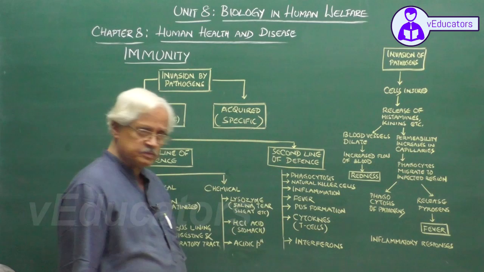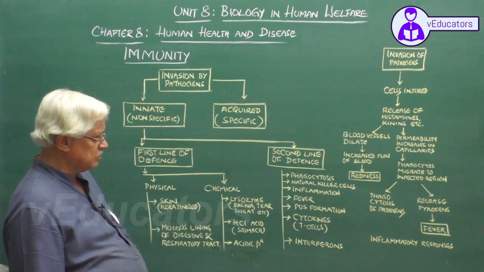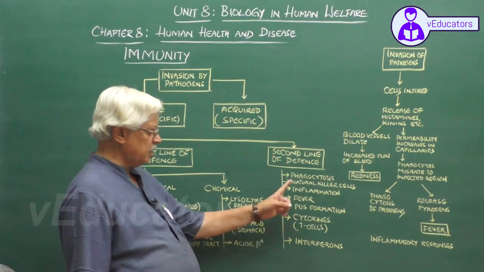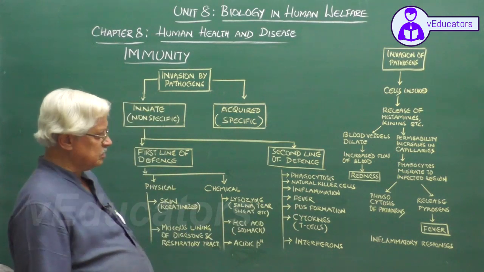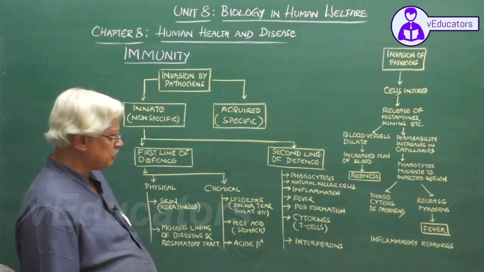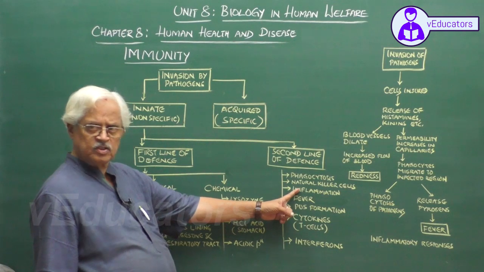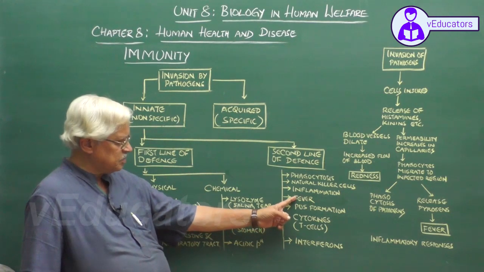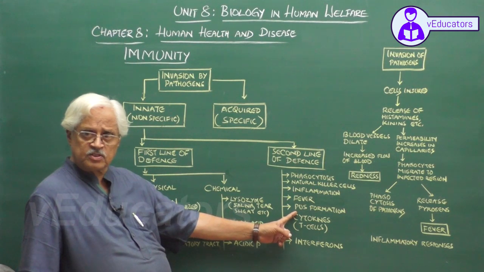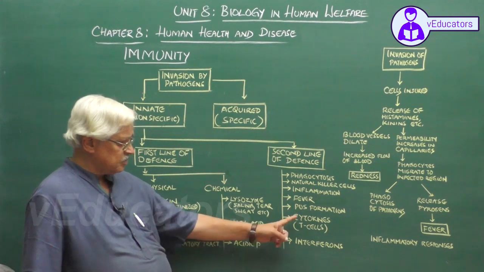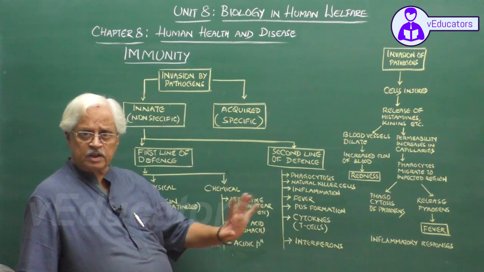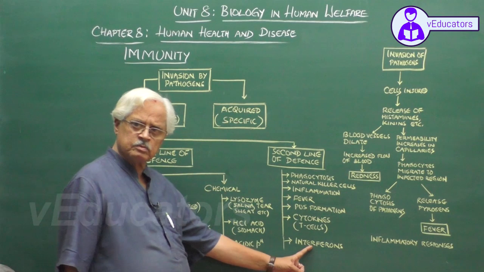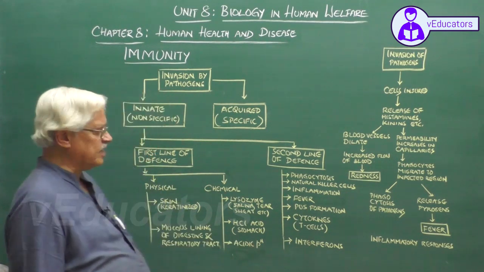The second line of defense includes cellular mechanisms: phagocytosis, direct ingestion of pathogens; natural killer cells, cells which destroy the infected cells; inflammation, local changes in the tissues that are infected; fever, increase in the temperature; pus formation, destroyed cells and pathogens together; cytokines from T cells, 30 different types, preventing the infection to other cells; interferons produced by viral infected cells.